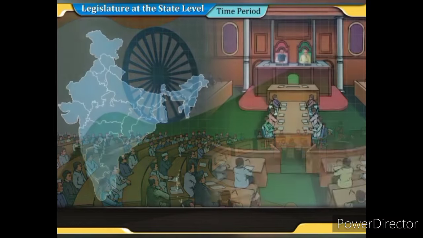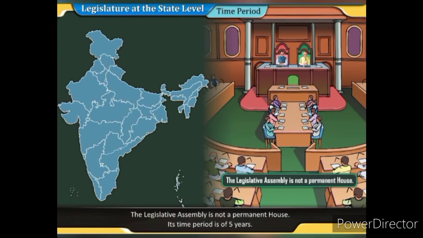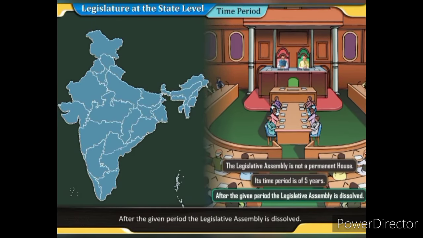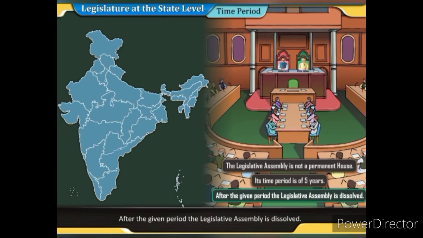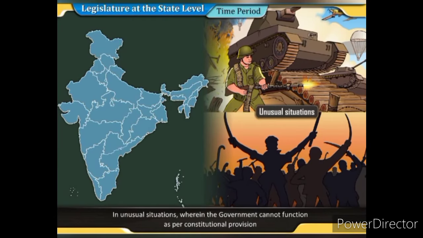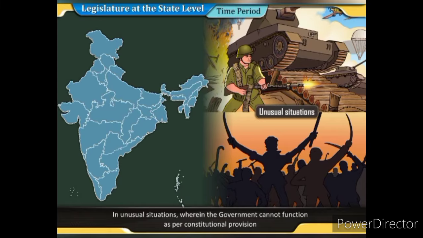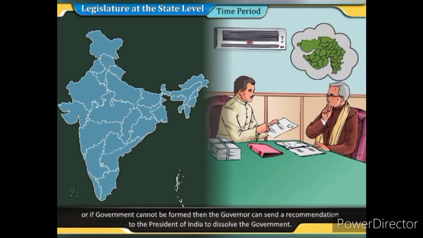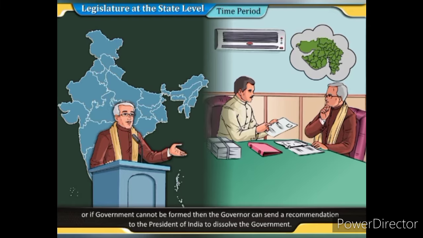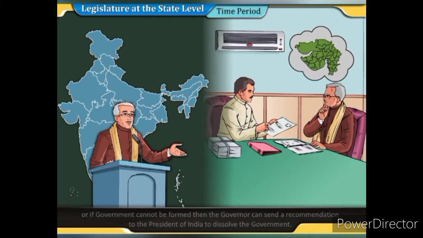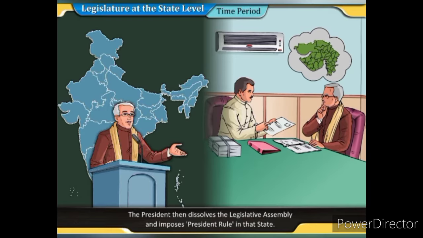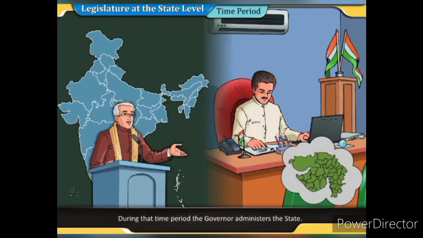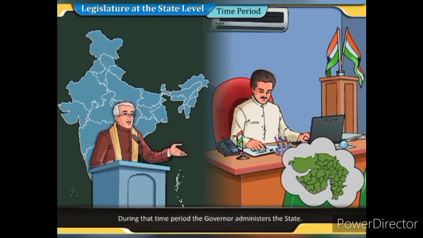Time period. The Legislative Assembly is not a permanent house. Its time period is of 5 years. After the given period, the Legislative Assembly is dissolved. In unusual situations wherein the government cannot function as per constitutional provision, or if government cannot be formed, then the governor can send a recommendation to the President of India to dissolve the government. The President then dissolves the Legislative Assembly and imposes President rule in that state. During that time period, the governor administers the state.